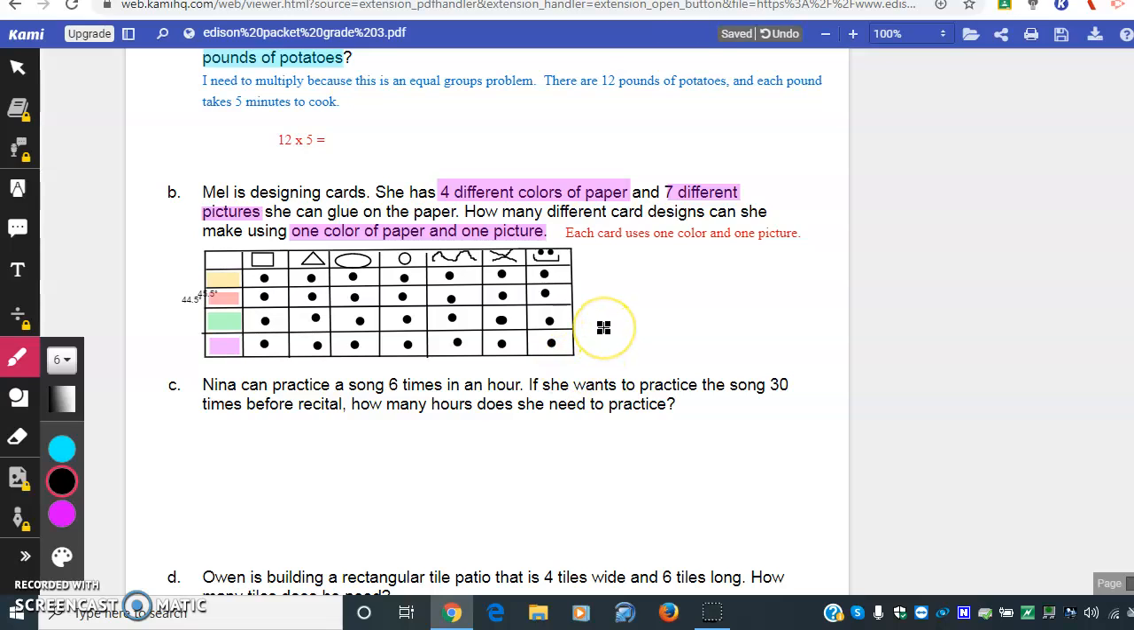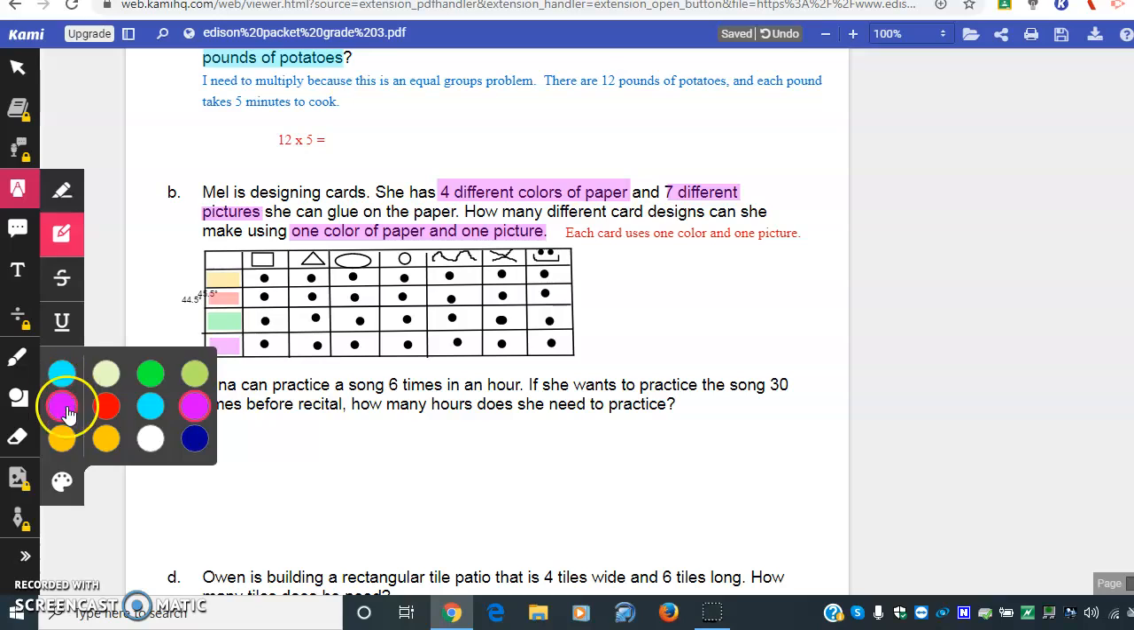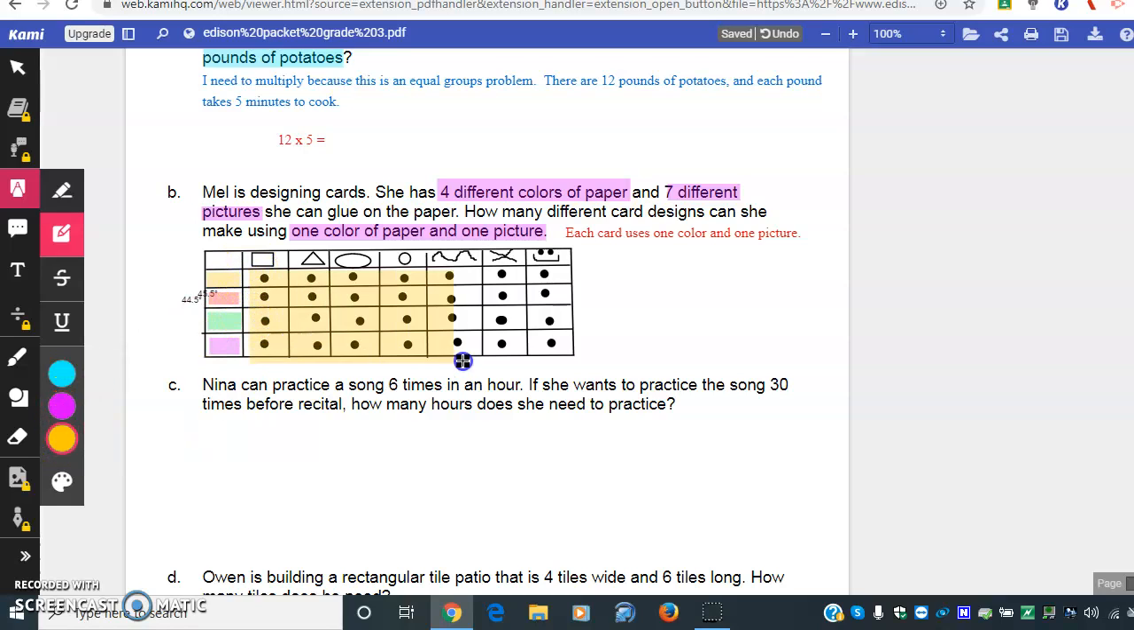Now, if you look really carefully at what I've made, this is an array. Look at it really closely. I'm going to highlight it, in fact. This that I've made right here makes an array. And if you notice, adding 4 plus 7 gives us 11. And I've got way more cards. If each of my little black dots represents 1 card that she could make, I have way more cards than just 11 going on here.